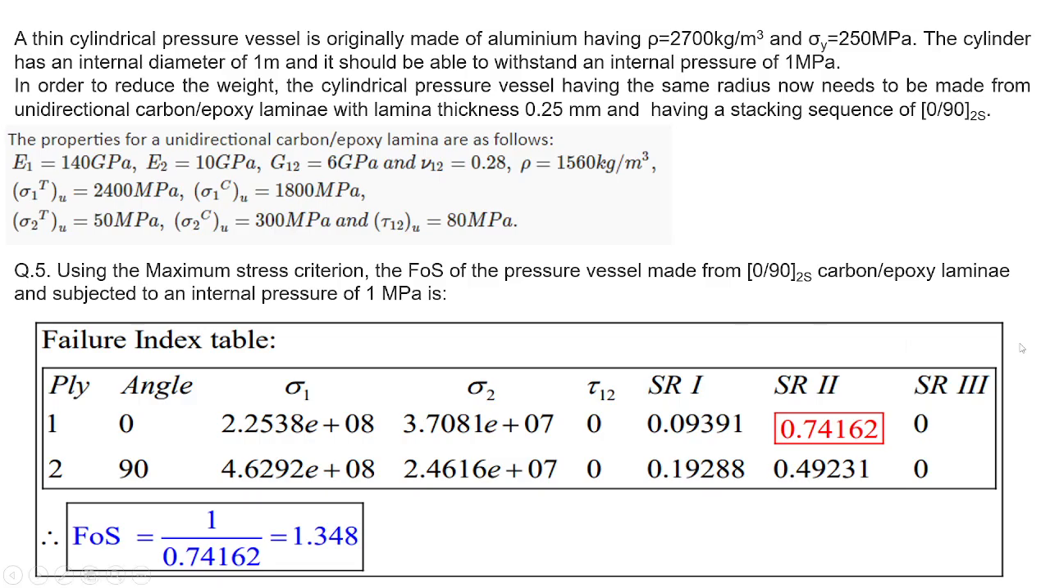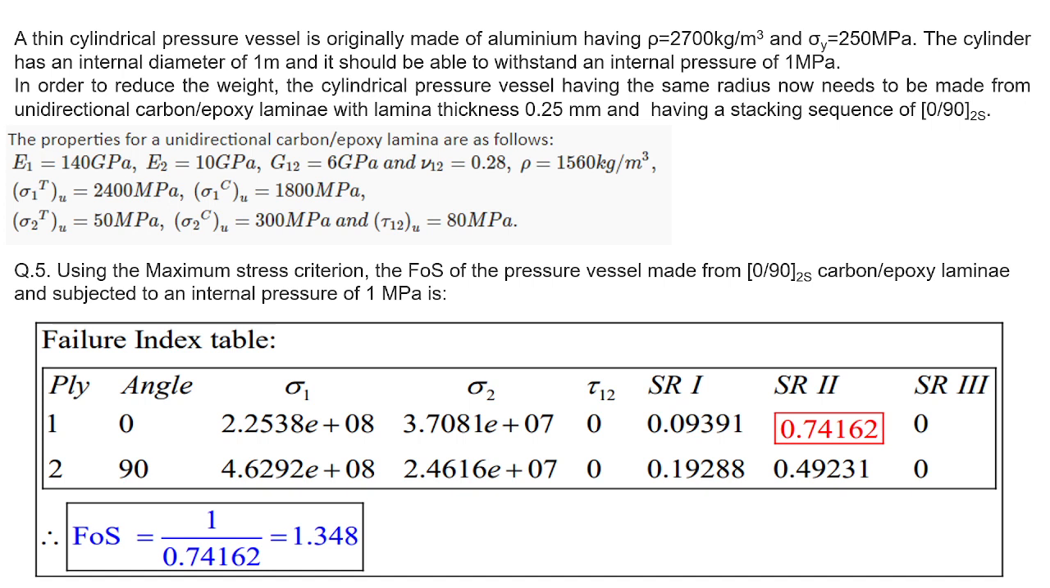So here we need to find the failure index table for each ply. There are only two angles used, 0 and 90. So even though they are in symmetry, only 0 and 90 angle ply laminates we need to consider, and we have to find the principal axis stresses sigma 1, sigma 2 and tau 1 2.